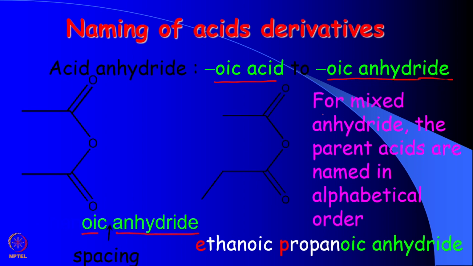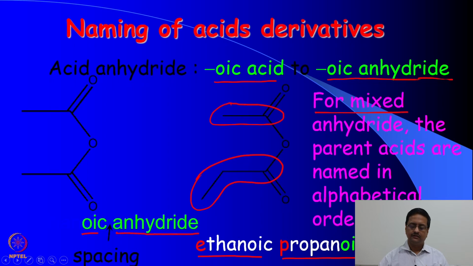When you have a mixed anhydride, the parent acids are named in alphabetical order. The parent acid here is ethanoic acid. In this case, the parent acid is propanoic acid. So, the name that we identify for this type of molecule is ethanoic propanoic anhydride. With this I would like to end this lecture, and we will continue the discussion on nomenclature from here in the next lecture. Thank you.